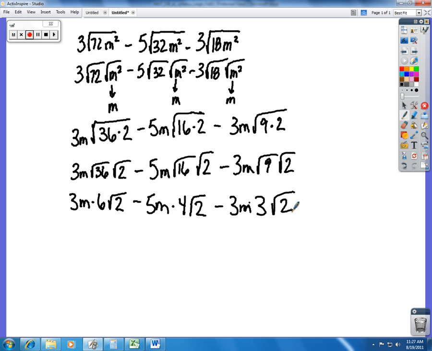Now I can combine all of these constants together out in the front. So I've got 3 times 6, so I've got 18m times the square root of 2 minus, so I've got 5 times 4 here, which is 20m times the square root of 2. And I've got 3 times 3 here, which is 9m times the square root of 2.